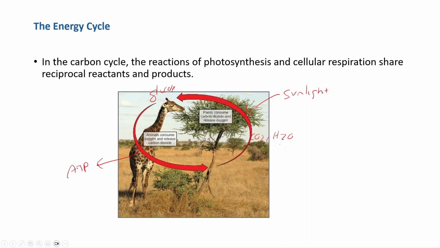So I like to call this the energy laundering. This is my term, okay? You won't find it in any biology book, but I call it energy laundering because what you're doing is changing sunlight into ATP.